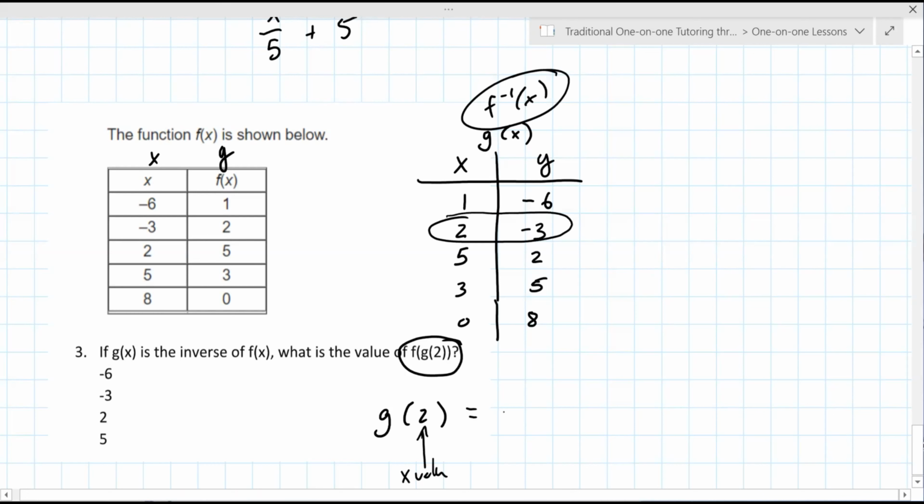X. Okay, that makes sense. So I need the number over here. What goes over here to the right? X is 2, y is -3. -3. Okay. Now you're using the result.